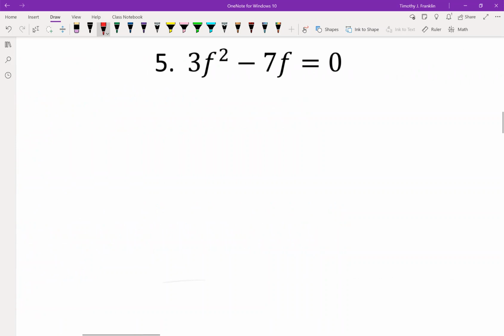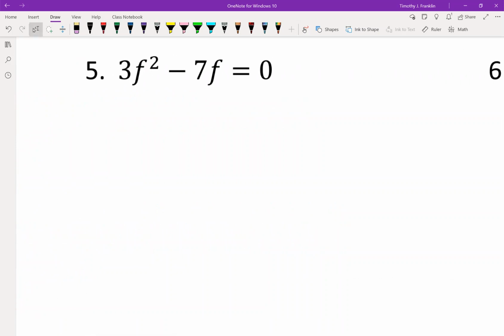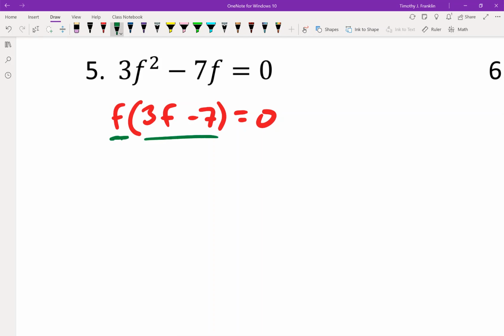Okay, now we'll have to factor on our own. So for this first one, number 5, we have 3f squared minus 7f. This is a binomial, so you should check for difference of squares. It is clearly not two perfect squares, and so check for GCF. We can take an f out, and that leaves 3f minus 7. And those are our two factors, f and 3f minus 7.